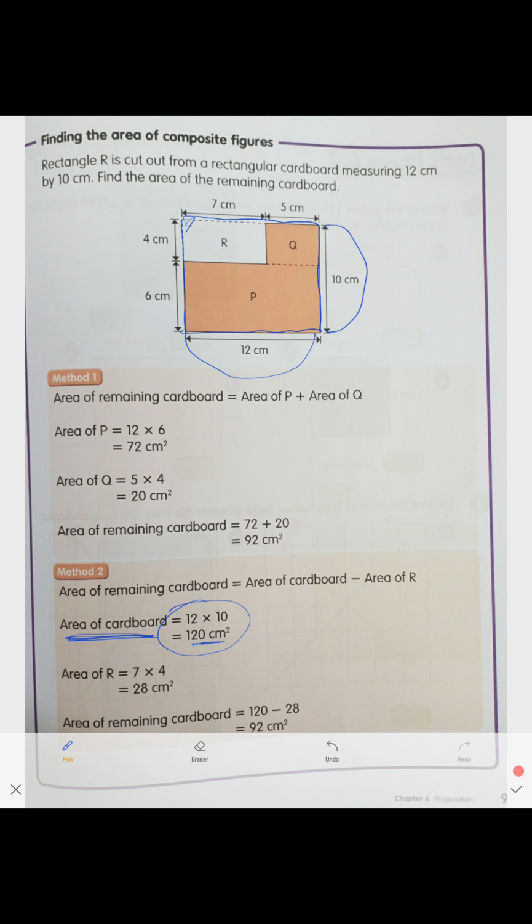And this area that we cut out, we find it separately. 7 by 4 is 28 centimeters. So we subtract this area from this area and we find the area of our composite figure, 92 square centimeters.